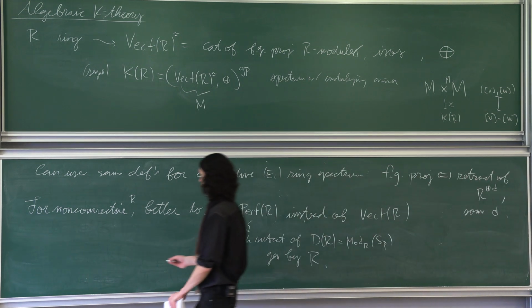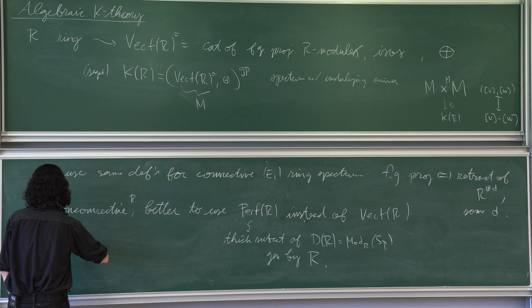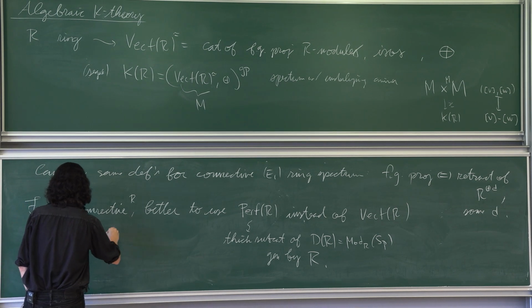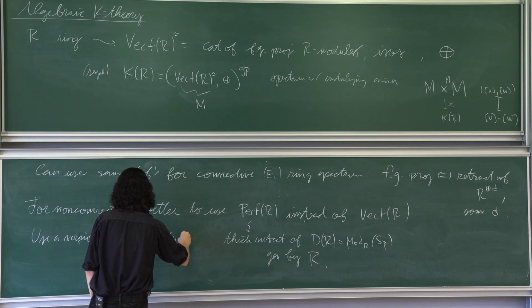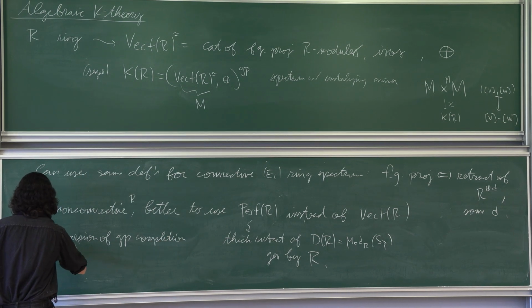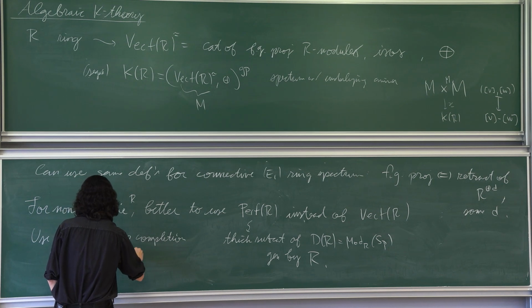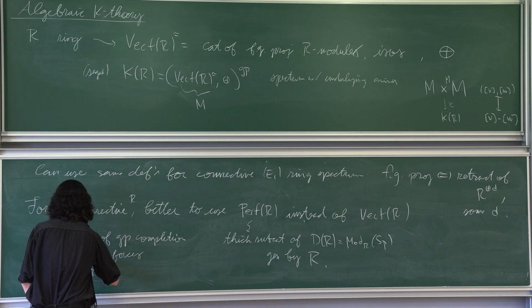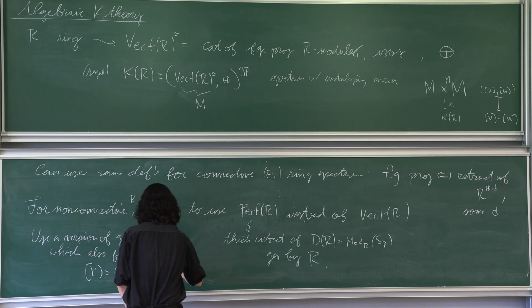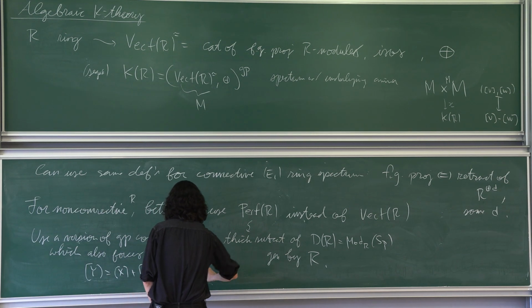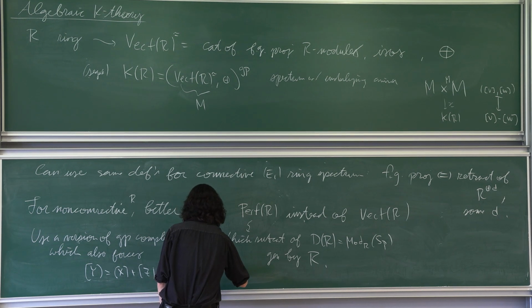And then use a version of group completion, which also forces, say, y equals x plus z whenever you have x to y to z, a cofiber sequence.